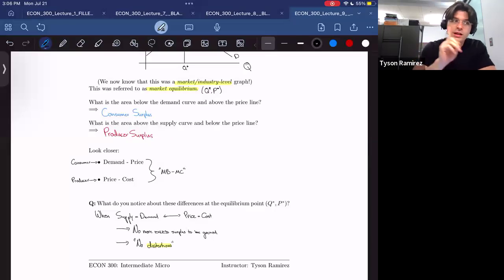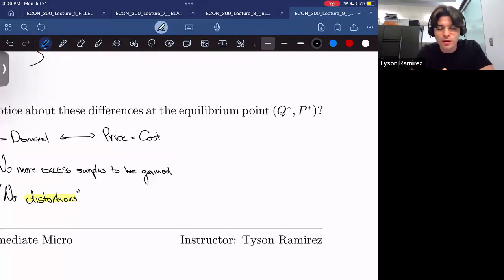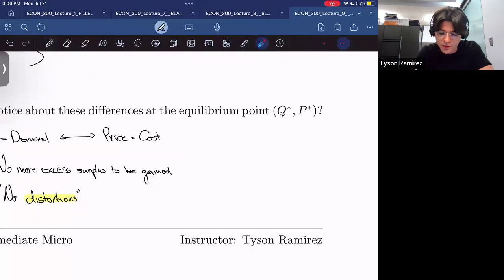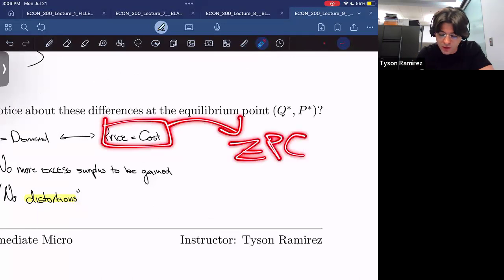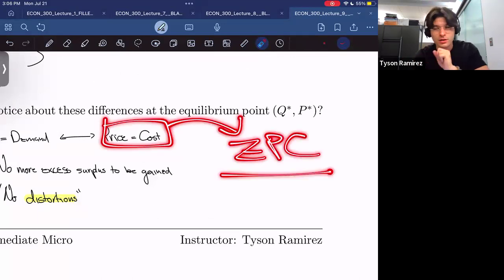I just want to take a quick second to remember that we're only working in perfect competition here. That's why at the equilibrium, and this is more for the producer side of things, price equals cost. That gave rise to our zero profit condition. That's where the no excess surplus comes from: in a perfectly competitive market, a firm makes zero profit in the long run, because we are pricing at the level of marginal cost.